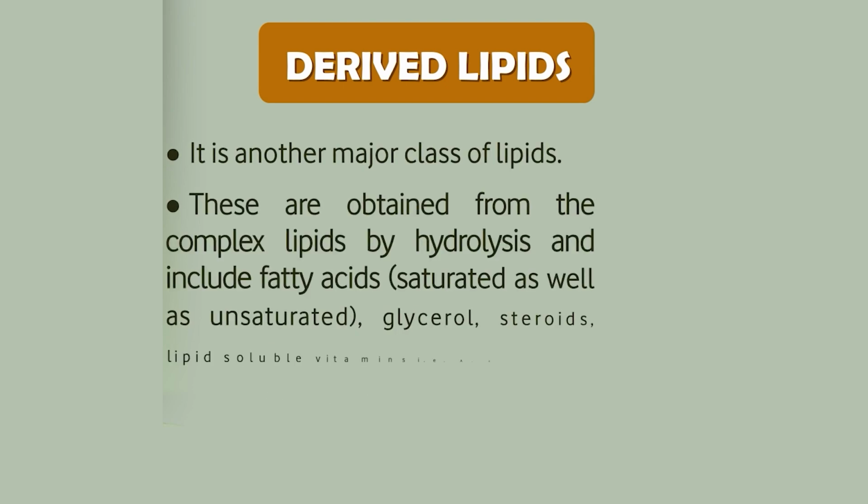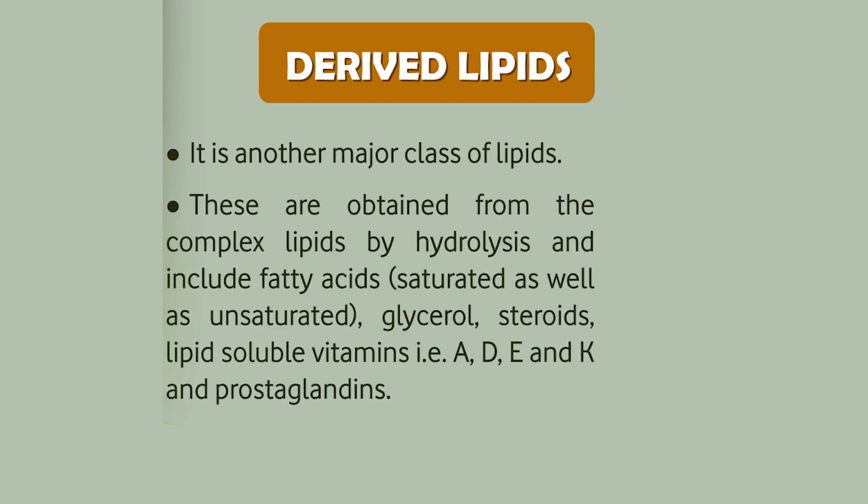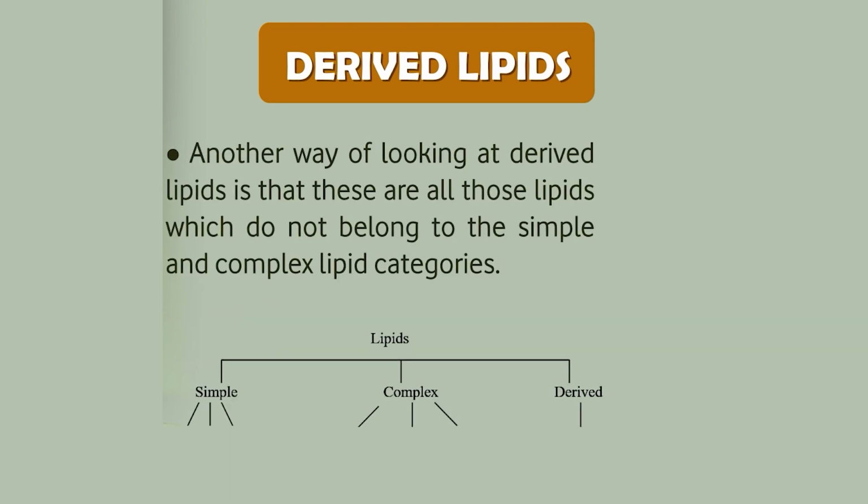Now, let's learn about the derived lipids. It is another major class of lipid. These are obtained from the complex lipids by hydrolysis and include fatty acids, glycerol, steroids, lipid-soluble vitamins, and prostaglandins. Another way of looking at derived lipids is that these are all those lipids which do not belong to the simple and complex lipid categories. As in the diagram, you can see lipids are classified as simple, complex, and derived. Simple lipids are fats, oils, and waxes. Complex lipids are phospholipids, glycolipids and other complex lipids, and derived lipids are derived from simple and complex lipids.